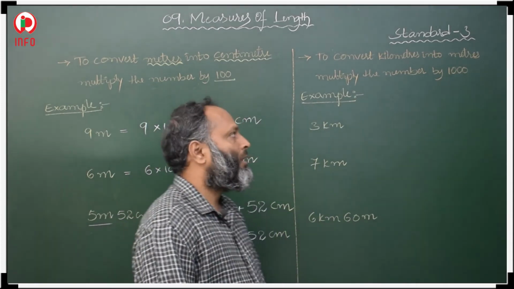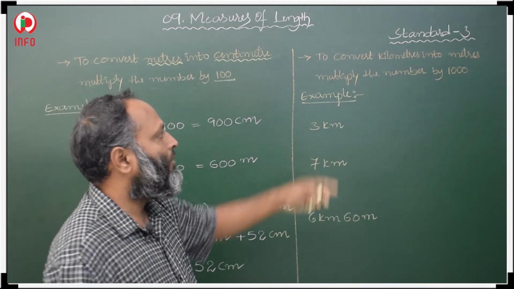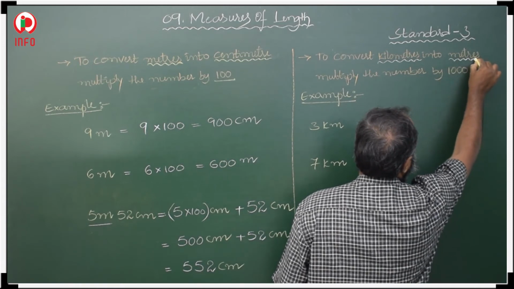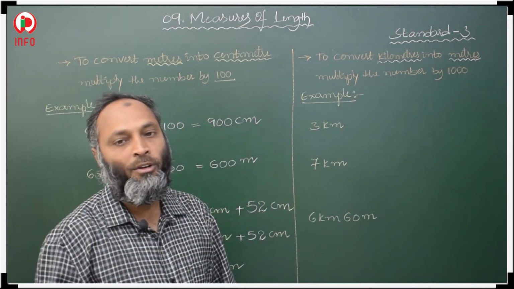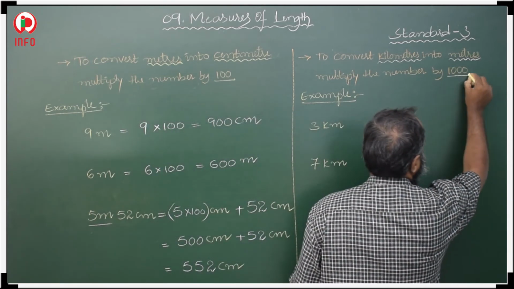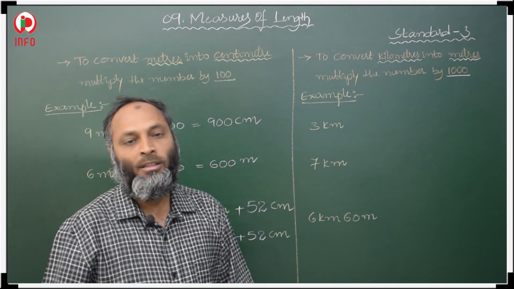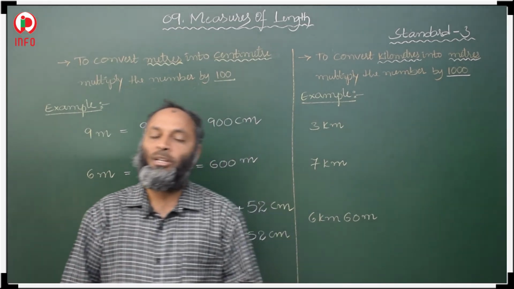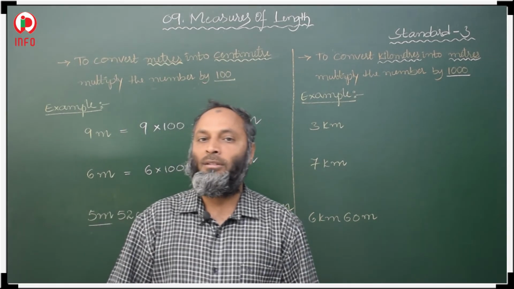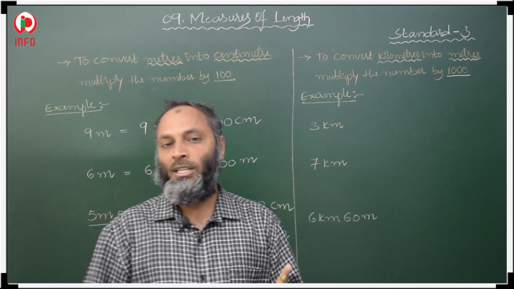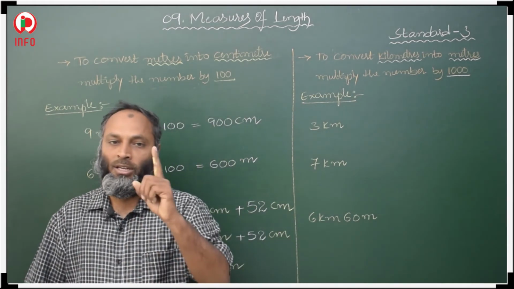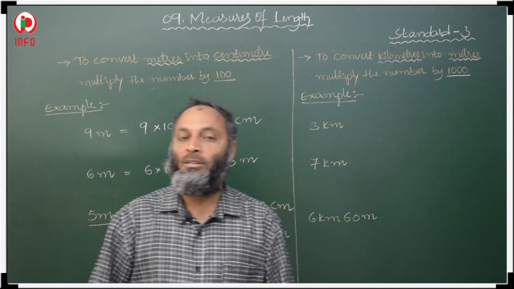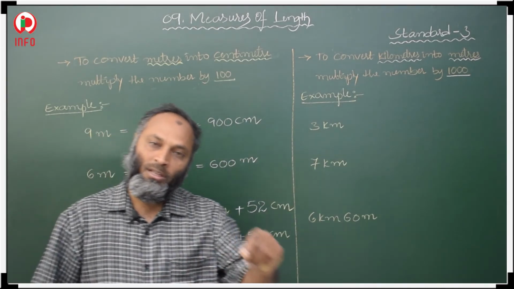Now, the second concept: how to convert kilometers into meters. When kilometers are given, we multiply the kilometer quantity with 1000, then you will get the answer in meters. Why do we multiply with 1000? Because of the relation between kilometers and meters: 1 kilometer is equal to 1000 meters. That is why we multiply with 1000.